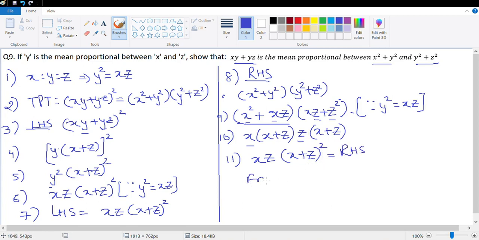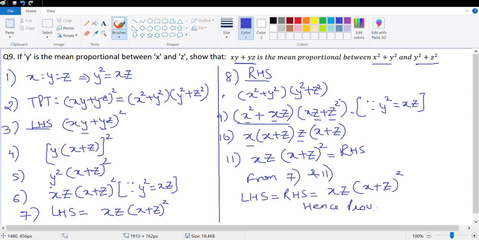So from point number 7 and point number 11, we have left hand side equal to right hand side, which is equal to xz times (x plus z) the whole square, hence proved. So we've been able to prove left hand side and right hand side are equal, which is what the question asked. Good. Let's look at the next question.